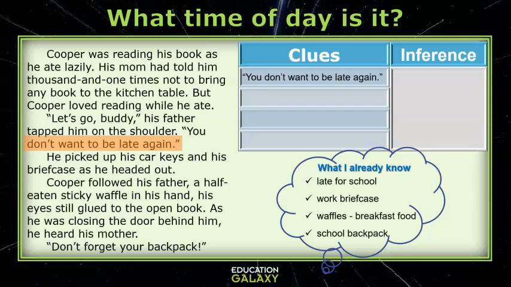So here's what we already know. Maybe he's talking about getting late for school. Then he picks up his car keys and his briefcase as he heads out. It looks like he is going to work because he takes his briefcase with him. So probably it's morning time, but we can't be sure.